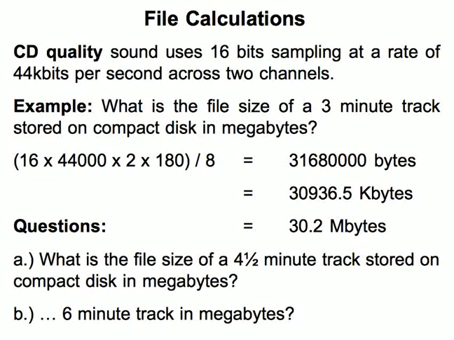Now, where did that 180 come from? Well, in this particular example, we're looking at a 3-minute track. 3 minutes is 180 seconds. Divide that by 8 gives you bytes. Divide it by 1024 gives you kilobytes. Divide that by 1024 gives you megabytes. So you can see here a 16-bit resolution CD quality sample at 44 kilohertz over 2 channels. A 3-minute track will produce a 30.2 megabyte file.